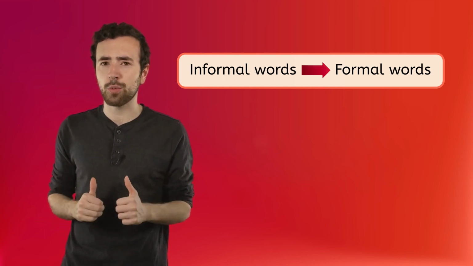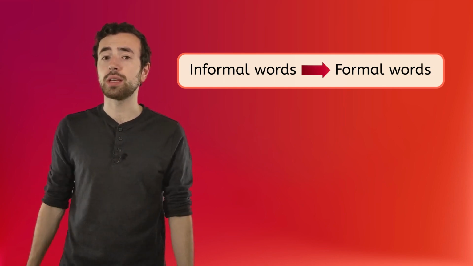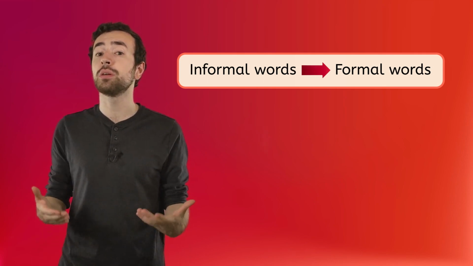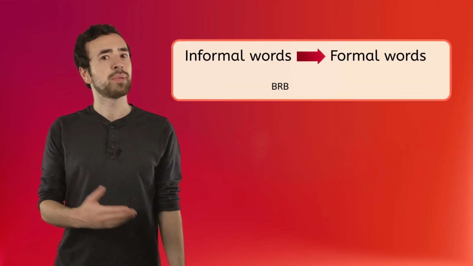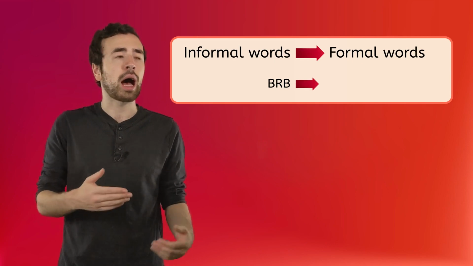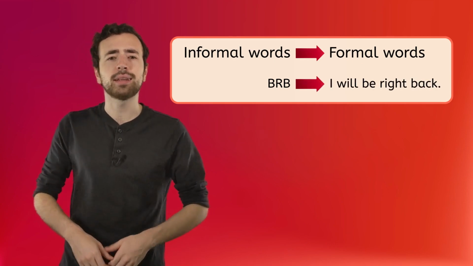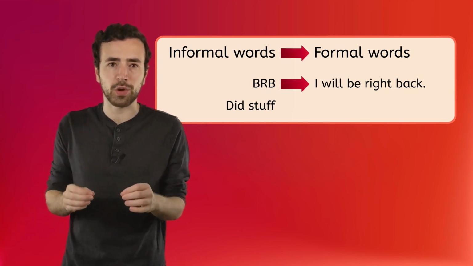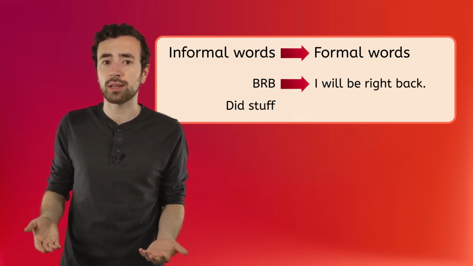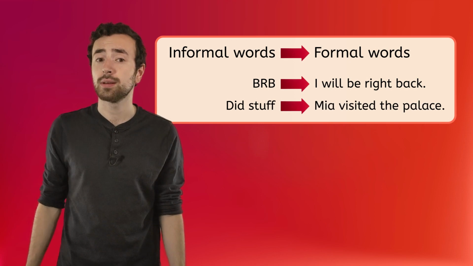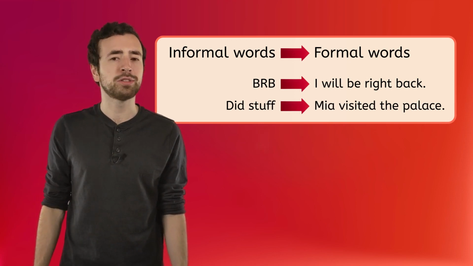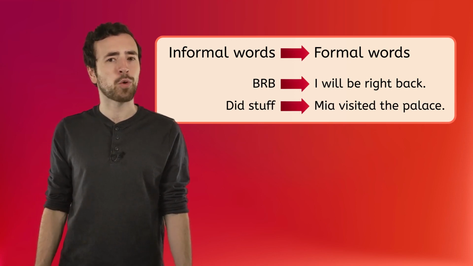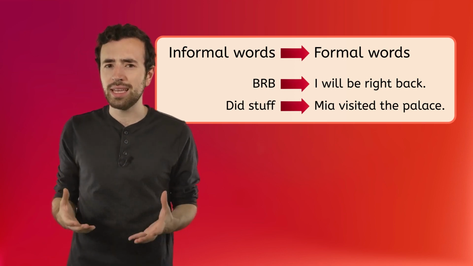Let's think about my words together. I want to make sure they sound formal and can be understood by anyone. So instead of BRB, I would use I will be right back. And instead of just saying, Mia did stuff, I would use specific words to describe exactly what she did, like visited the palace. That language is sounding a lot more formal to me, but what exactly is it that makes our writing formal?